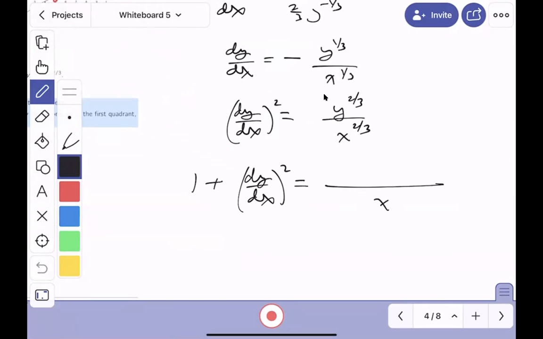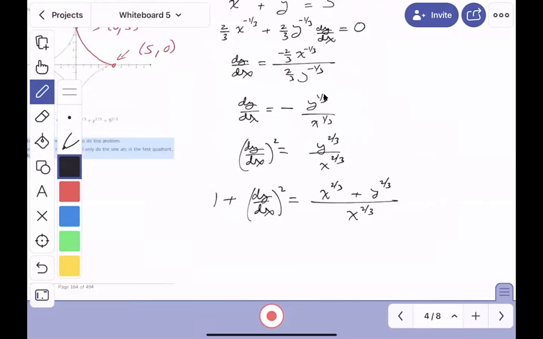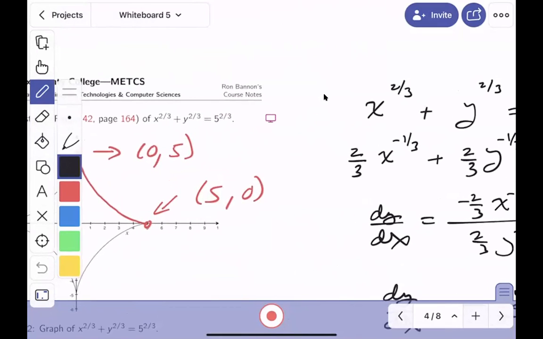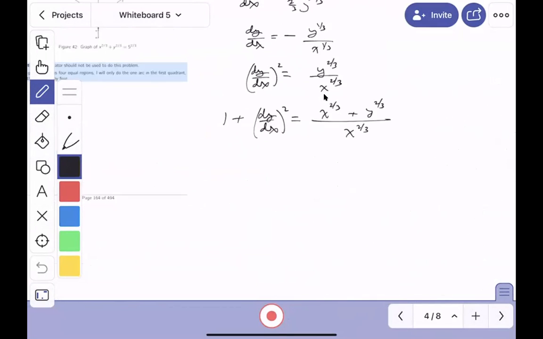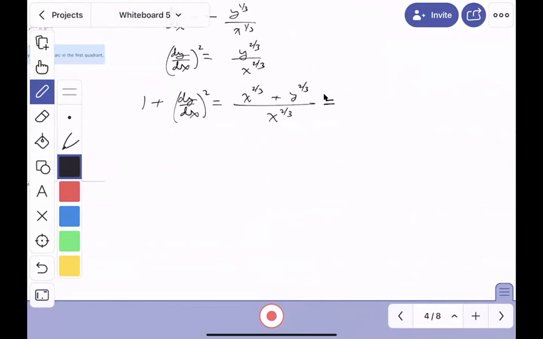And what's that going to be? Well, common denominator, x to the 2/3, so x to the 2/3 plus y to the 2/3. Boy, that looks familiar. Have I seen that before? x to the 2/3 plus y to the 2/3. You sure did. What is it? It's 5 to the 2/3. Let me write that down for you.